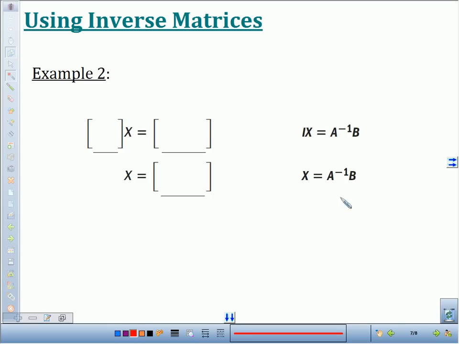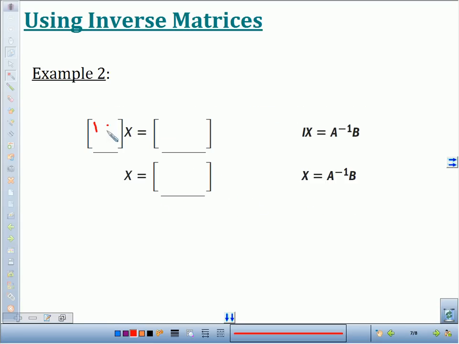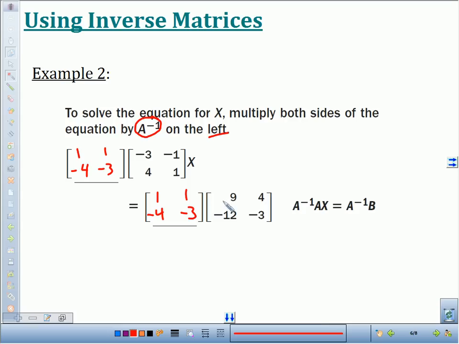Now when I do that, matrix A times its inverse just becomes the identity matrix, which as we've seen has 1s along the diagonal and 0s everywhere else. The identity matrix is kind of like multiplying by 1. It doesn't actually change the value of matrix X. Now on the other side, we have the inverse of A multiplied by B. So let's go ahead and do that real quick.